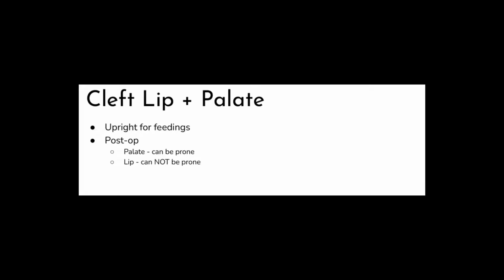So if it is cleft lip, the patient cannot be on prone. But for cleft palate, the patient should be on prone. Under cleft palate, if it is for feeding, the patient should be in the upright position. But if it is for post-op, the patient should be on prone. For feeding, upright.